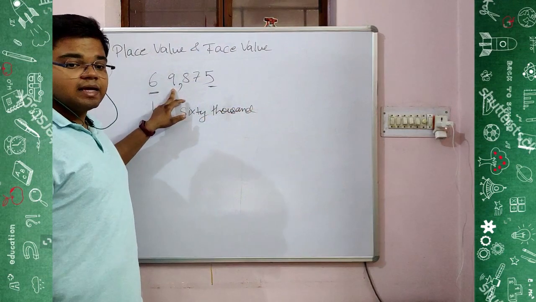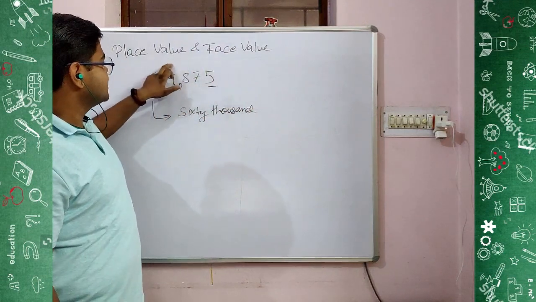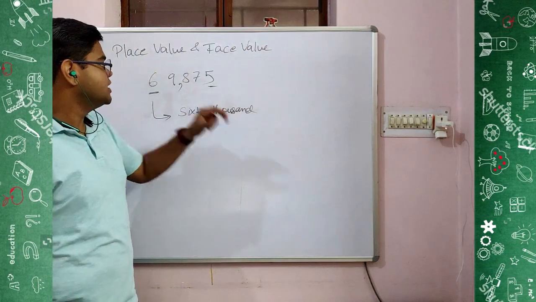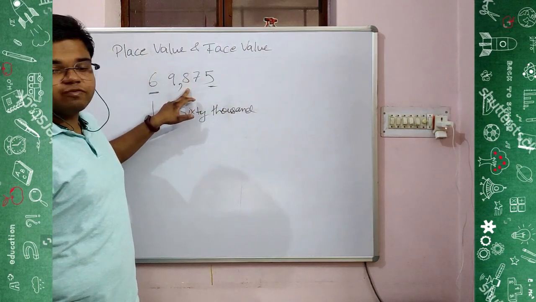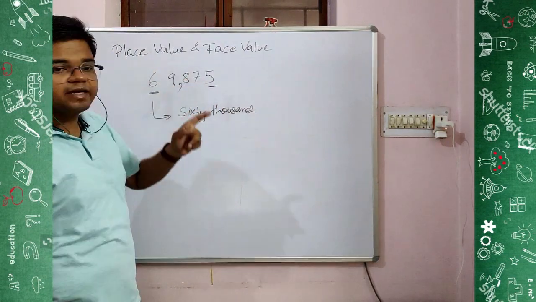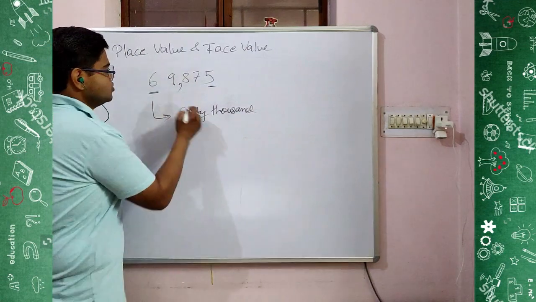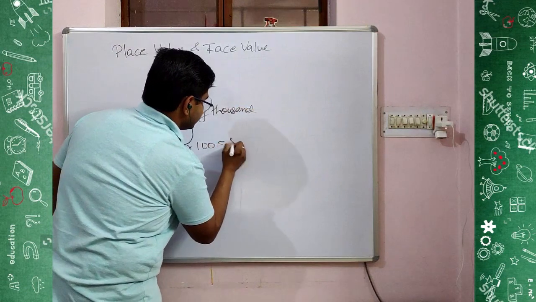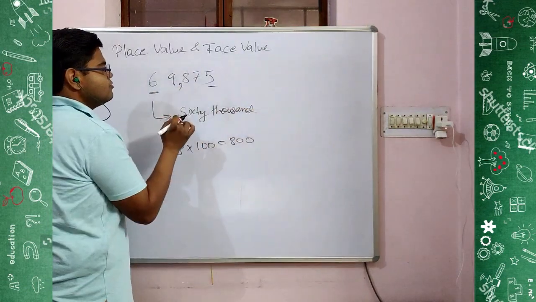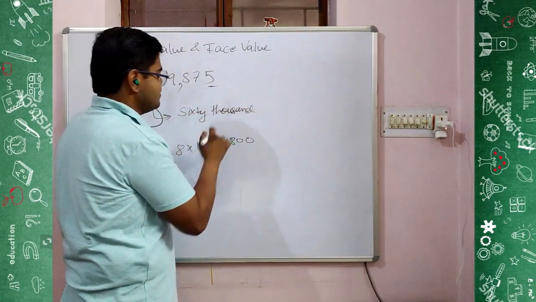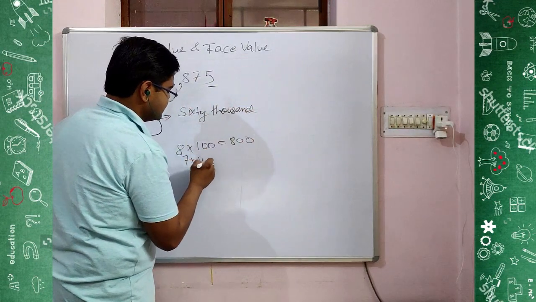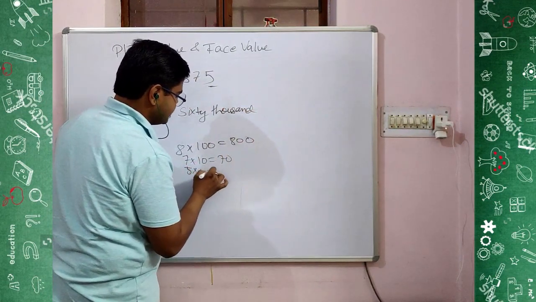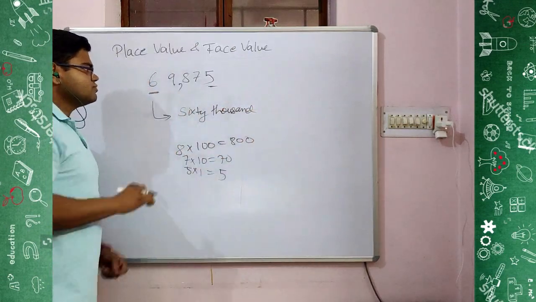It will be 9,000. Ones, tens, 100, 1000. 9 into 1000. 9,000. 8. What will the place value of 8? Ones, tens, 100. 8 into 100. 800. What will the place value of 7? 7 into 10. 70. And what about 5? 5 into 1. 5. So this was a 5-digit number.